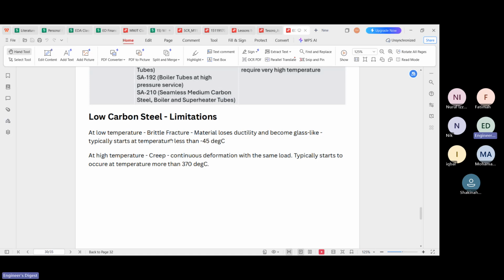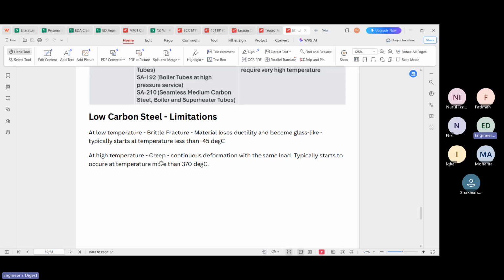Okay, so the other question is creep. If I'm not mistaken, the other question is creep. So creep happens at a higher temperature. Brittle fracture happens at less than minus 45. Creep happens at more than 370 degrees Celsius.